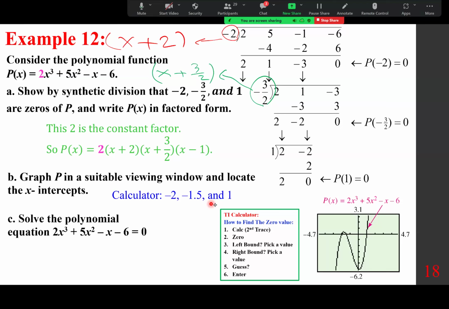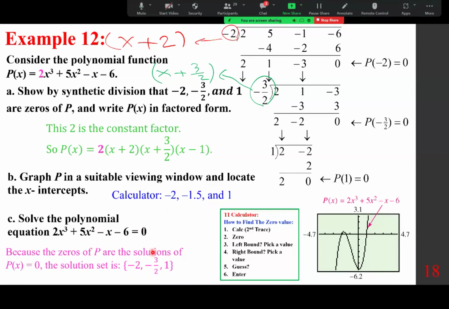Solve the polynomial equation. So basically set this one equal to 0, which means you set the factored form equal to 0. Okay, if you set the factored form equal to 0, x is negative 2 here, x is negative 3 halves here, and x equals positive 1. Because the zeros of P are solutions of P of x equals 0, the solution set is braces, negative 2, negative 3 halves, 1, close braces.